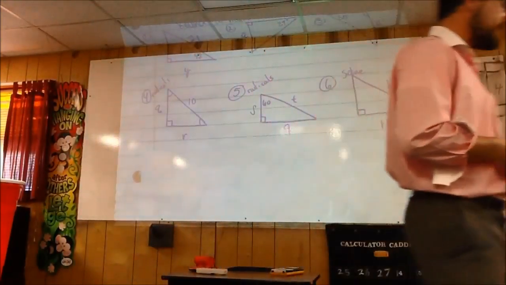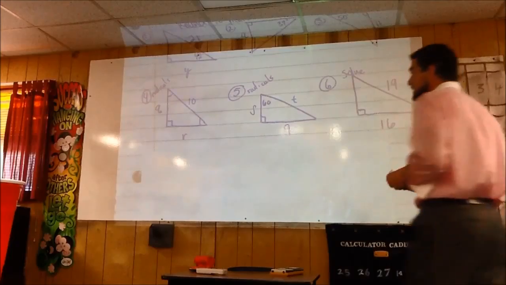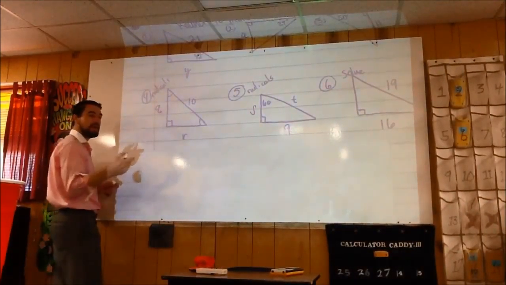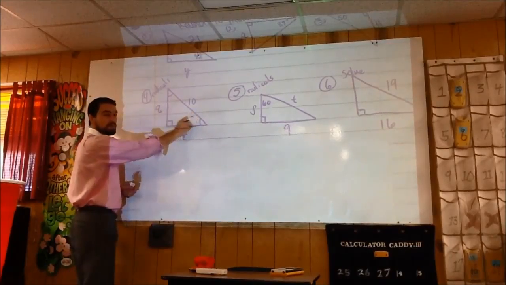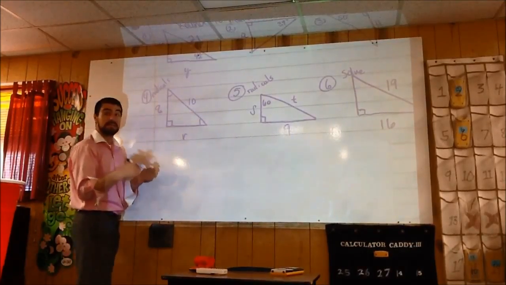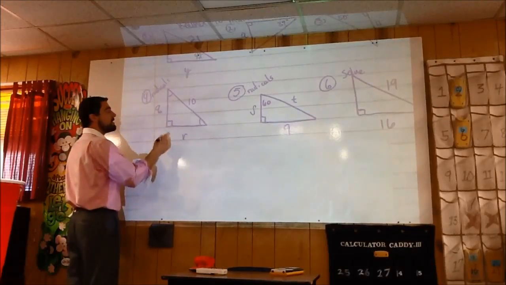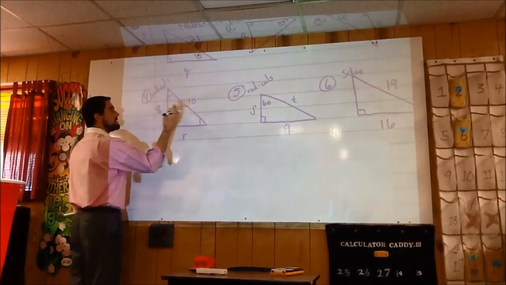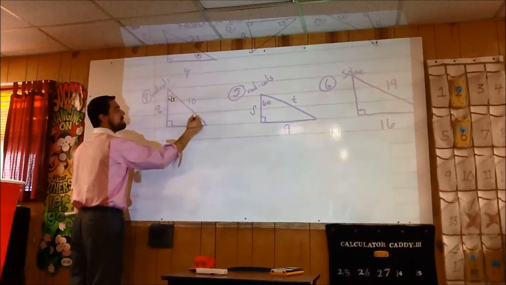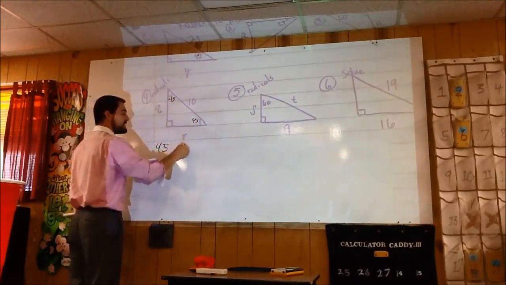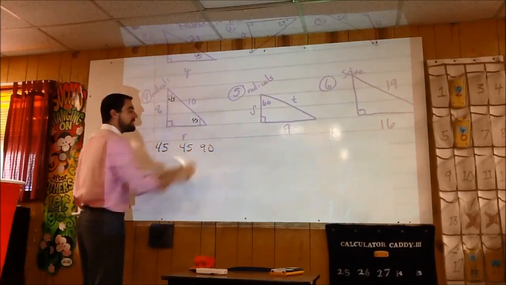Is this one of our special right triangles? Yes, it is. It is a 45, 45, 90. I know that because if those two angles are congruent, then they're taking up the same amount of degrees that's left over after you take away the 90. So 180 minus 90, we have 90 left over. 90 divided by 2 is 45. So yes, we can convince ourselves that this is a 45, 45, 90 triangle.